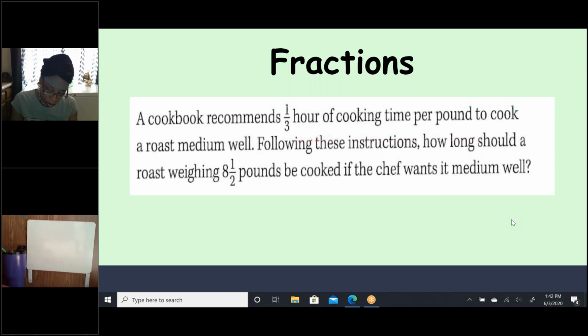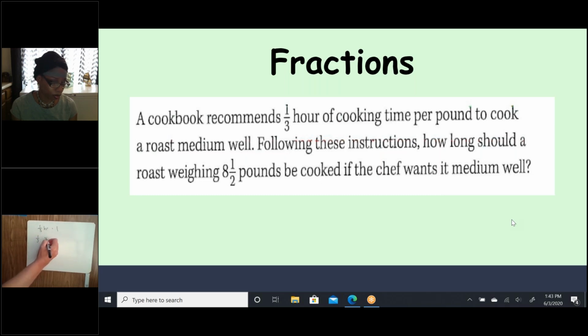Okay, Lana, I set up my whiteboard a long time ago and I almost never use it anymore, but I'm going to use my whiteboard to walk you through this one. Are you able to see it on the screen? Yes. Okay. So we said 1/3 of an hour would do 1 pound.